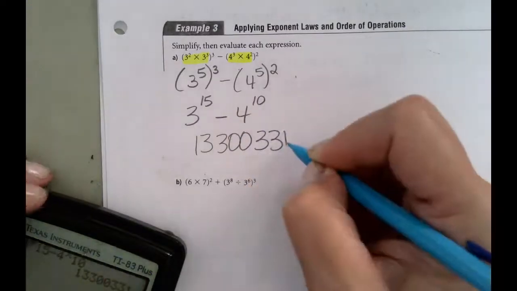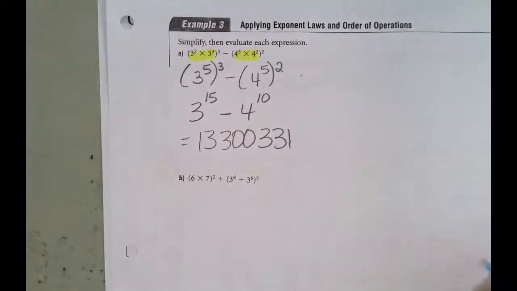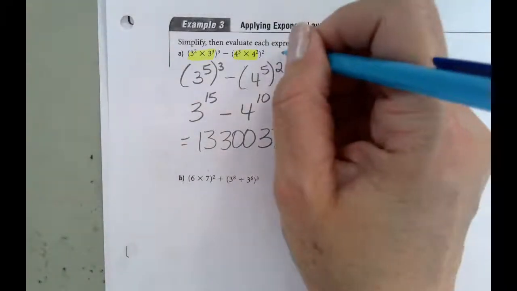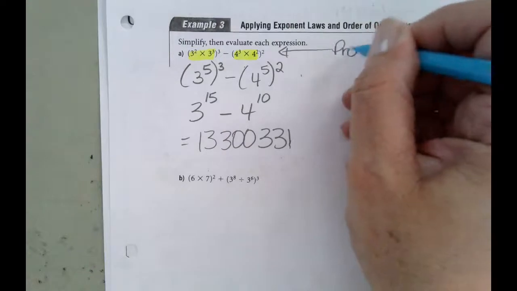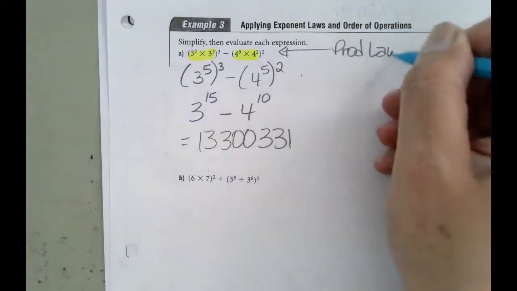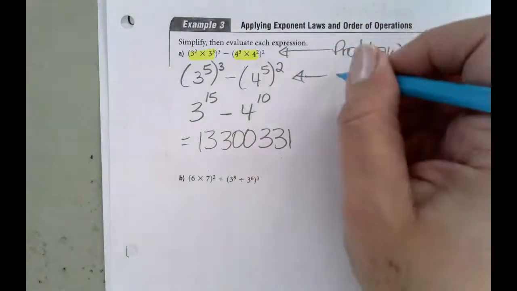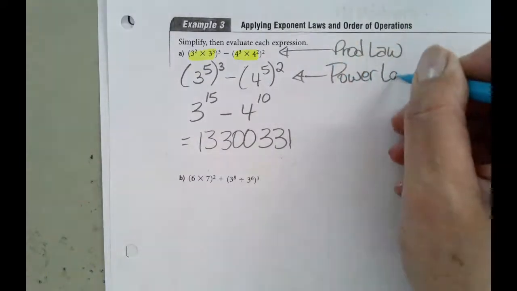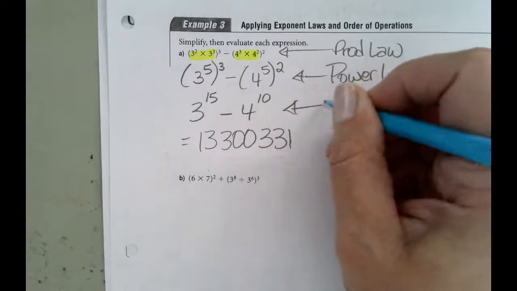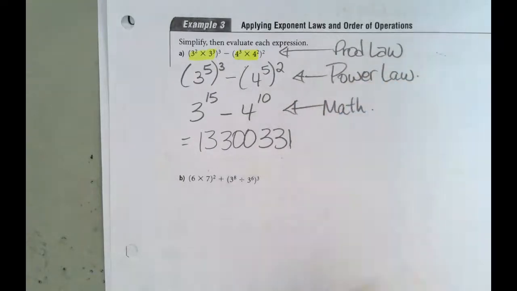13,300,331. So I used the product rule, product law. Then I used the power law, right? And then I just did math. Got my answer.